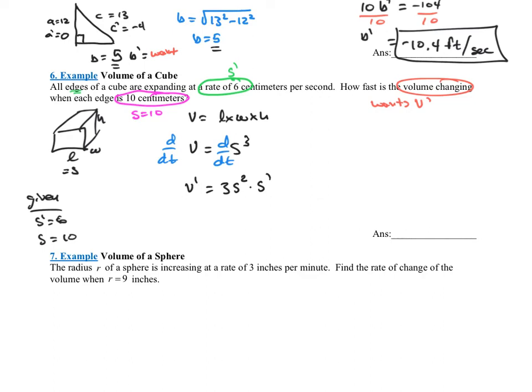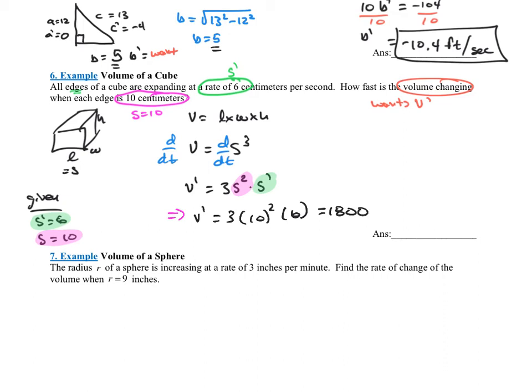We use our given information now. Again, the given information, we know that s prime equals 6, and we know that s equals 10. So what's v prime? V prime in this case would be 3 times 10 squared times 6. Go ahead and do that out on your calculator. I'm ending up with 1800.